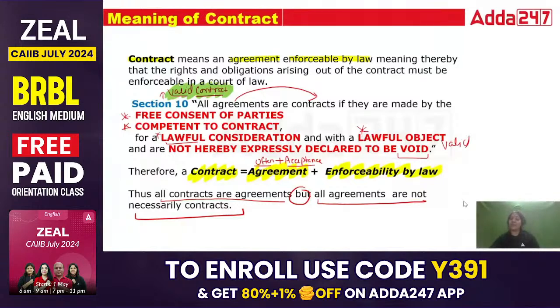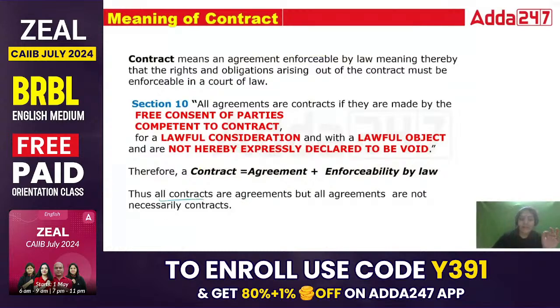Shagun ma'am, exactly. Some agreements which are not enforceable by law are not a contract. Shagun ma'am, just correct your sentence. Yes, exactly, good. Class, I have already explained that an agreement may be broken. After agreement, it becomes a contract. Excellent. Now see, I will explain this formula.